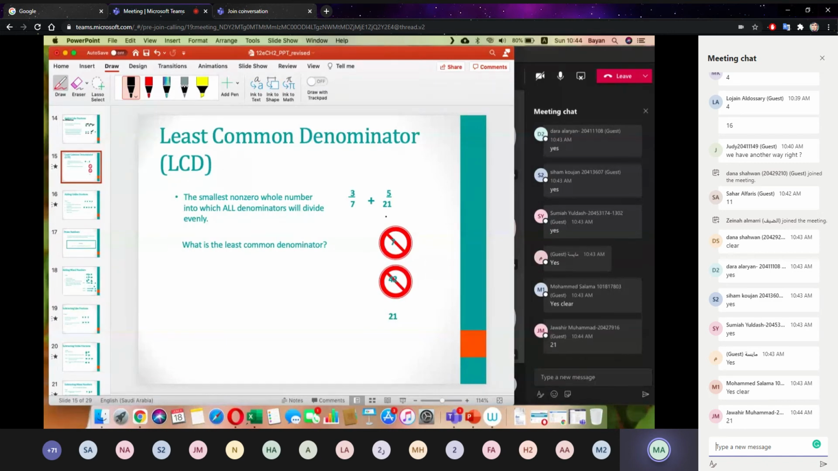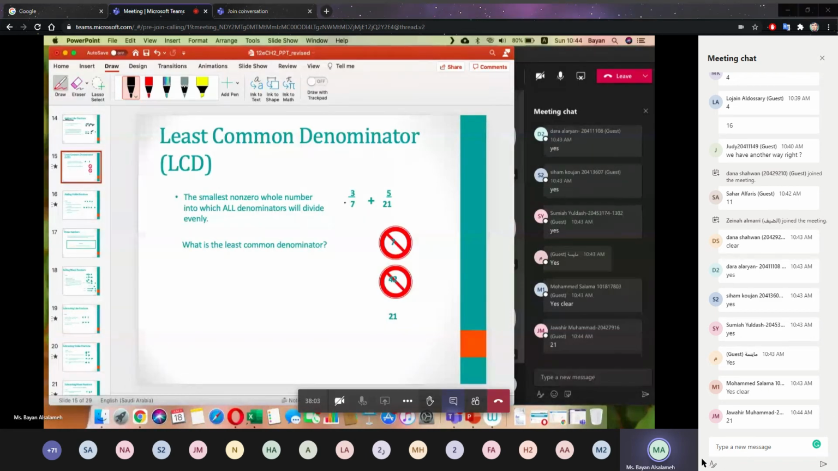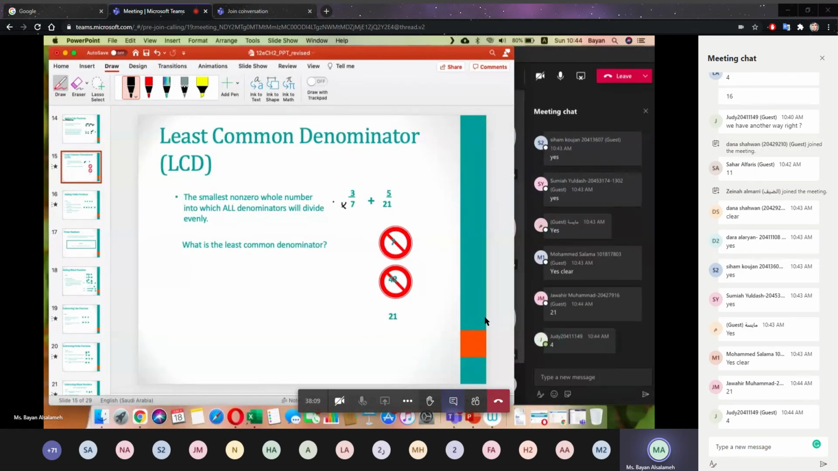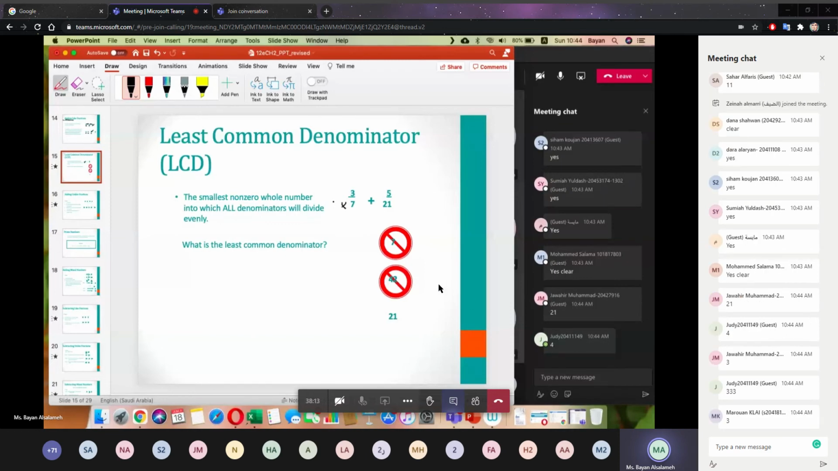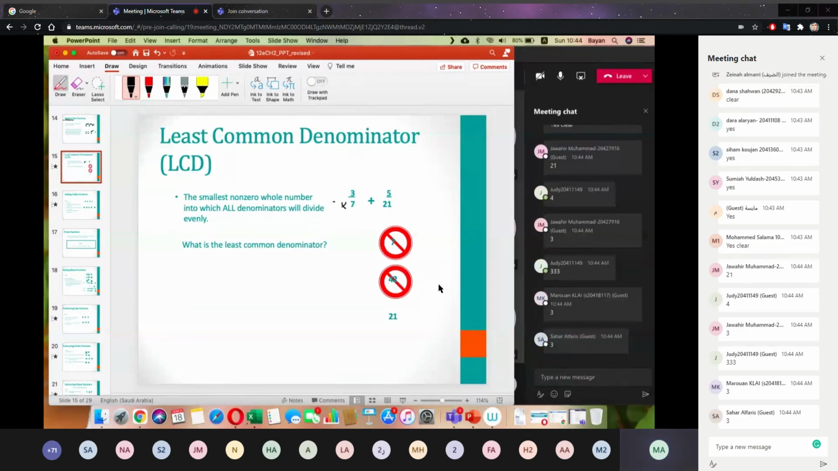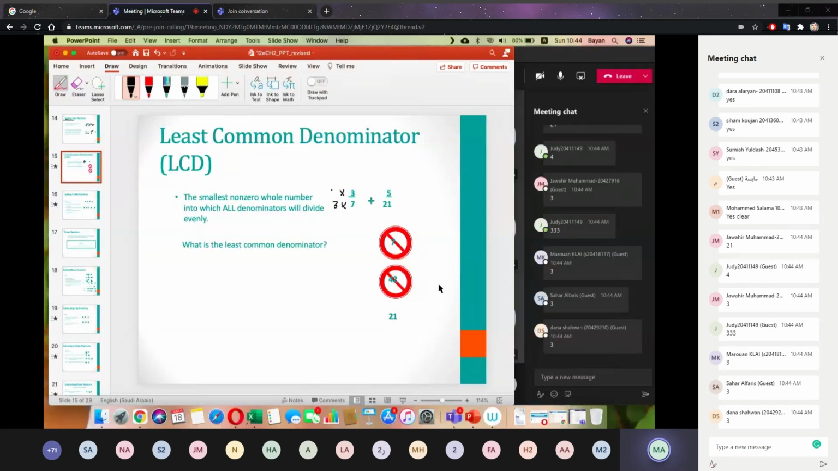Because you can make this 7 become 21. Which value multiplied by 7 gets 21? By 3. You multiply 7 by 3, you're going to have 21. If you multiply the denominator, you should multiply the numerator. So if you multiply here, you should multiply here.